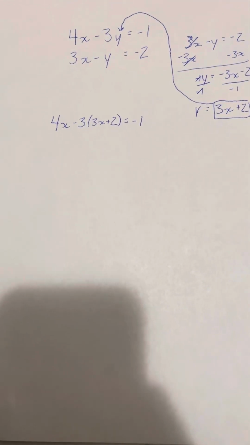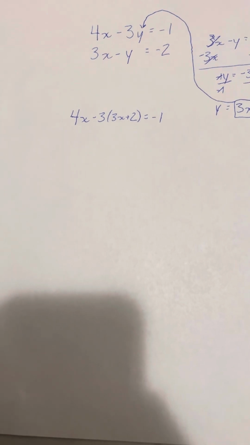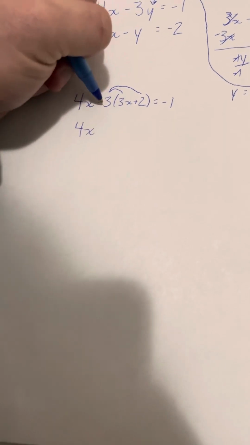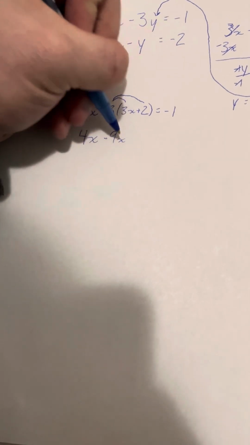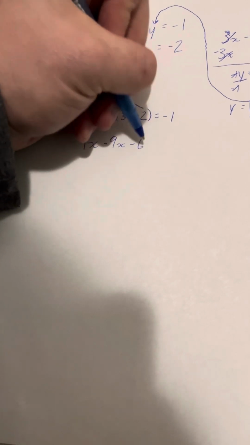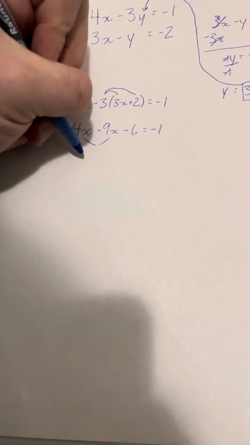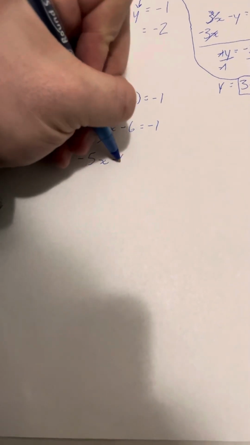Okay, so once we substitute, we'll have that equation, and now we're just going to solve this equation for x. So we start by distributing the -3, so bring down 4x, -3 times 3x is -9x, -3 times 2 is -6, equals -1. We'll combine our like terms. 4x and -9x give you -5x, minus 6 equals -1. Add 6 to both sides. -5x equals 5. Lastly, we'll divide by -5, and we get x equals -1.